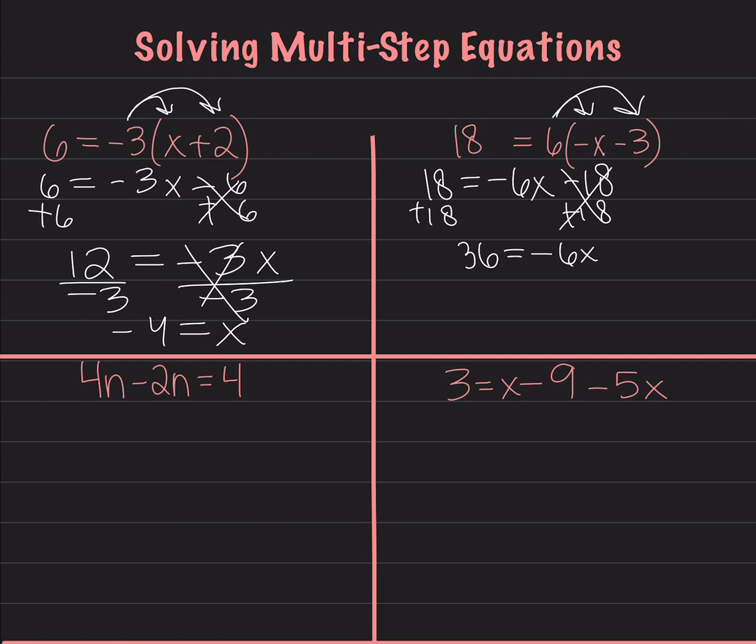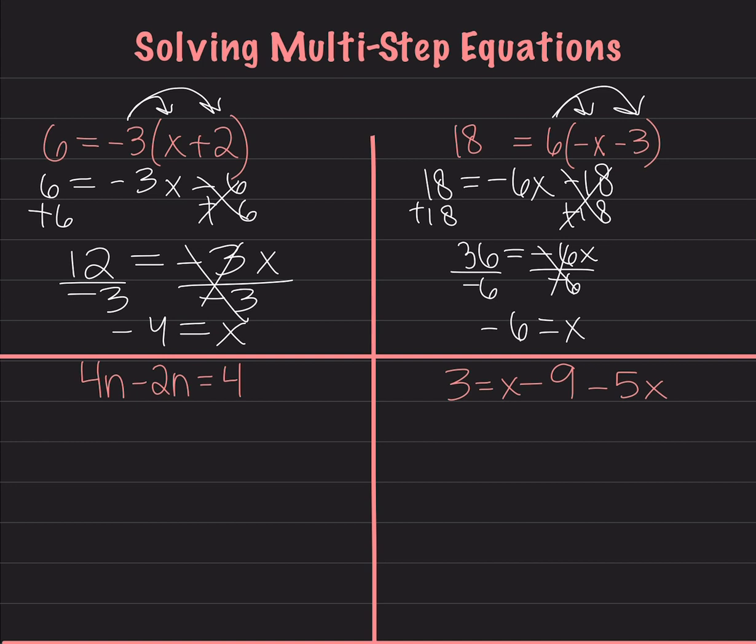Now, in order to get the -6 separated from the x, I will do the opposite operation, which is division, and I will divide by -6 on both sides. This way, my -6 crosses out, and I'm left with x on one side, and then 36 divided by -6 on the other side. 36 divided by -6 is -6, and that equals x.